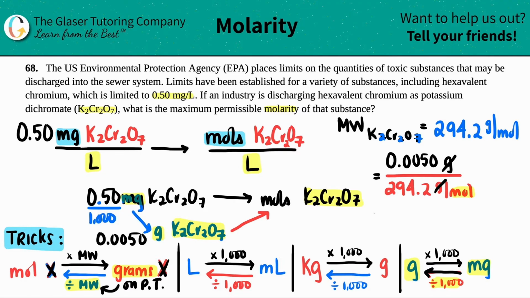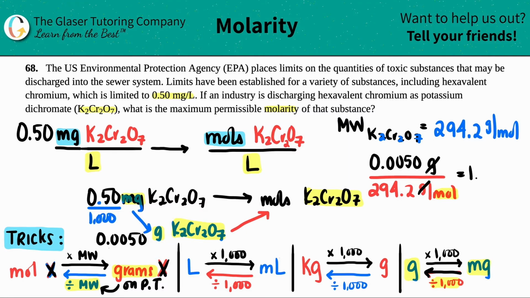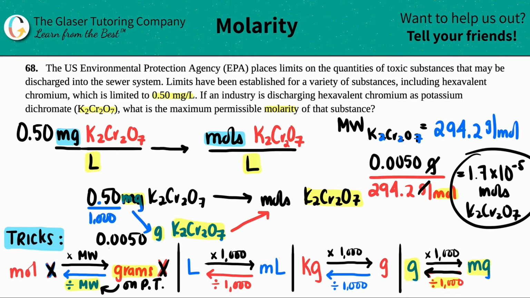So let's see. What does this equal? So maybe I'll put it on this side. So 0.005 divided by 294.2. Still need 2 sig figs. So 1.7 times 10 to the negative 5th. And that's the moles of K2Cr2O7. All right, so now we found out the number, right? We know that 0.5 milligrams of K2Cr2O7 is really 1.7 times 10 to the negative 5th moles of K2Cr2O7. So if I had to put in this number, that would be the 1.7 times 10 to the negative 5th moles.